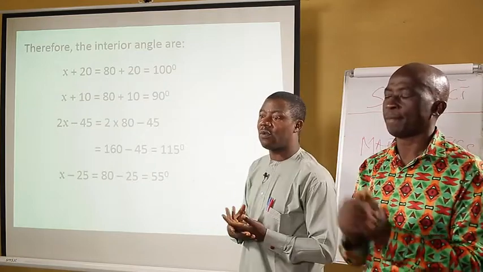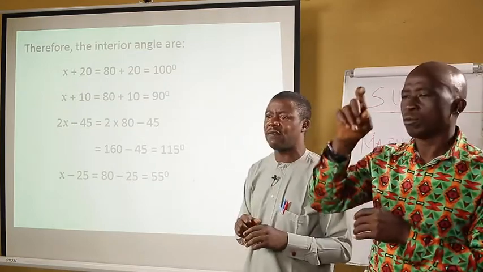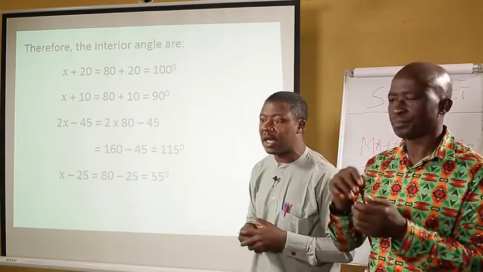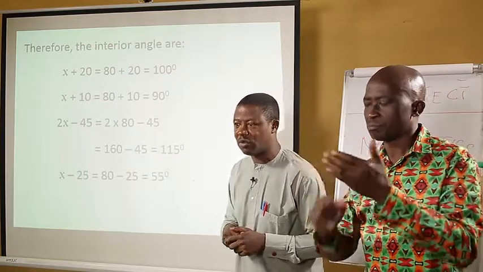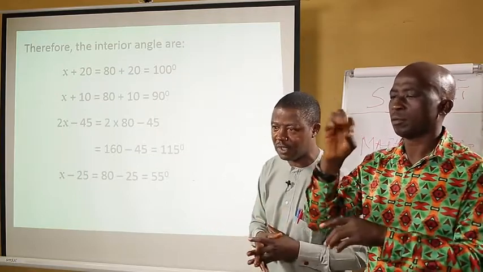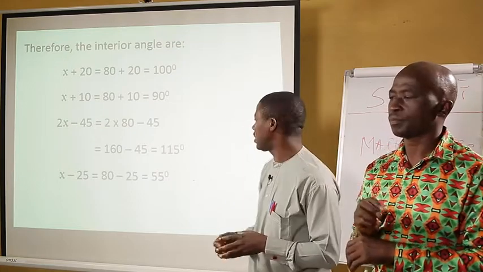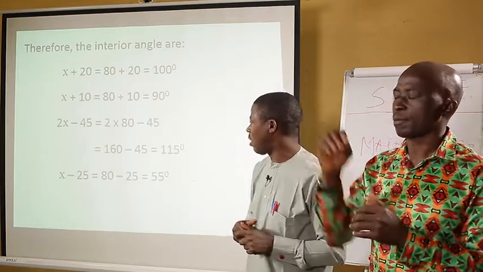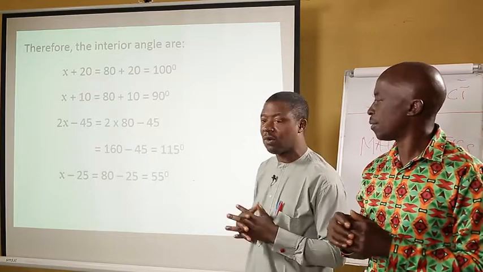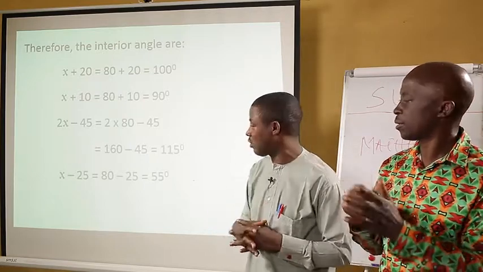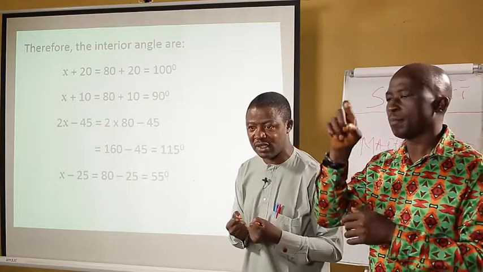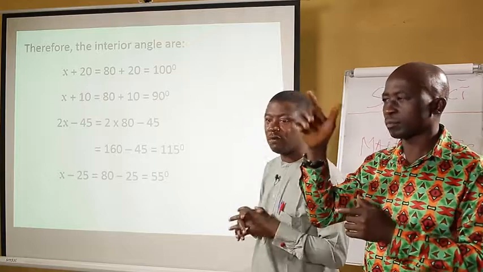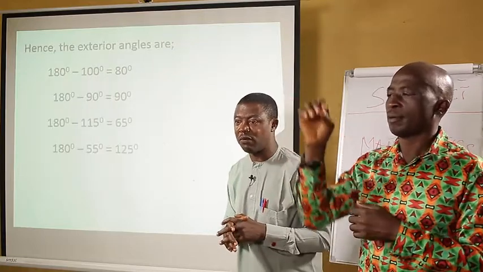The next angle will be 2x minus 45. Replacing x, it will be 2 times 80 minus 45. 2 times 80 is 160. 160 minus 45 gives 115 degrees. The last angle of the quadrilateral is x minus 25. x is 80 degrees from our calculation. So 80 minus 25 gives us 55 degrees.